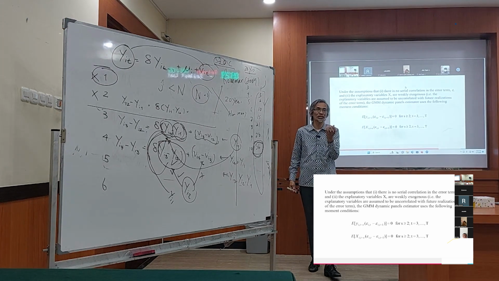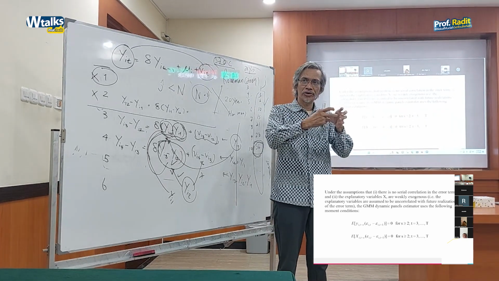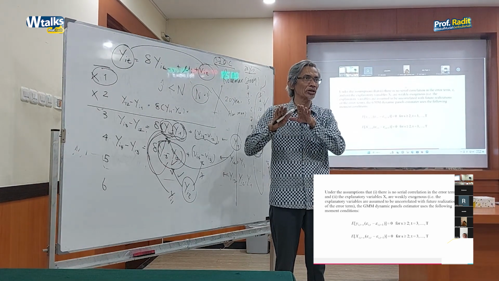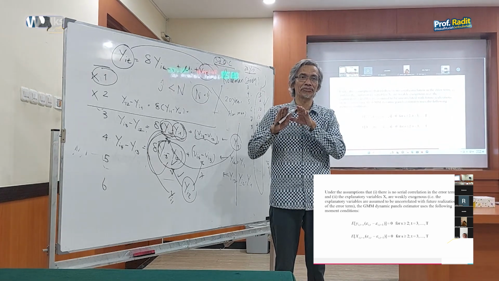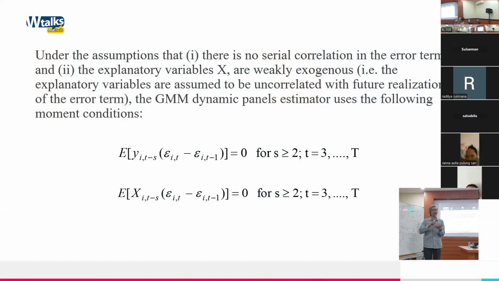So this is what we term as moment conditions. That we look at the covariance between the error term and instruments, and we impose that covariance to be equal to 0 using those moment conditions. And that's why we call it GMM, generalized method of moments. And because we use the first difference, we call it first difference GMM. So that's where the name comes from, first difference GMM. That's basically what we get with respect to the moment conditions.